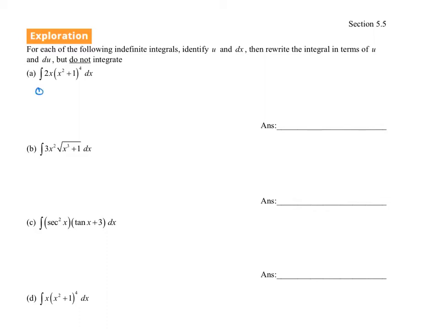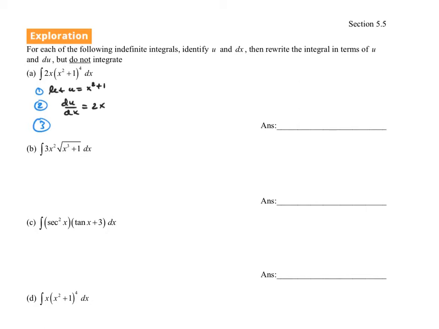So let's do step 1 again. It would be identify u. So we would let u equal the inside, which is x squared plus 1 in this case. Step 2 again is find the derivative of both sides. So on the left we would have du dx would equal, well, the derivative of x squared plus 1 is 2x. Step 3 is solve for dx.